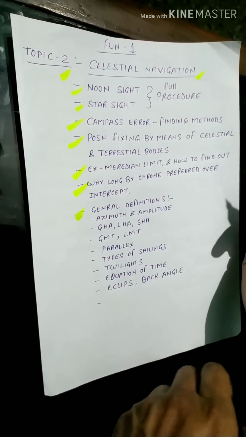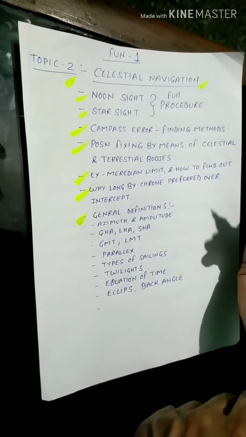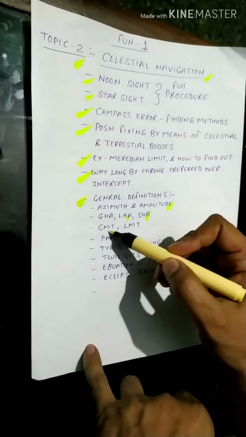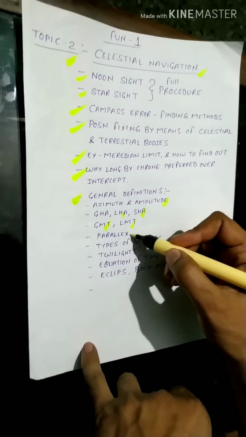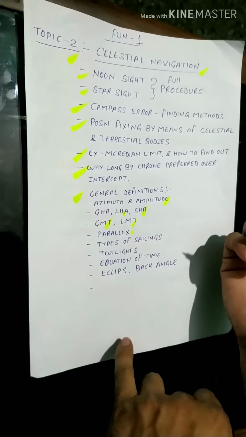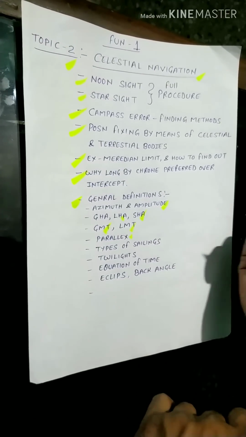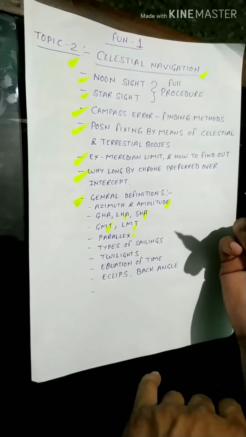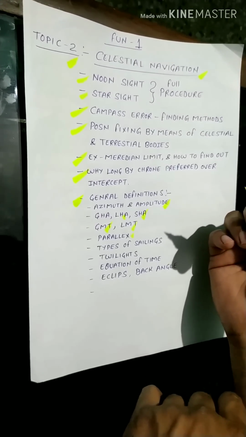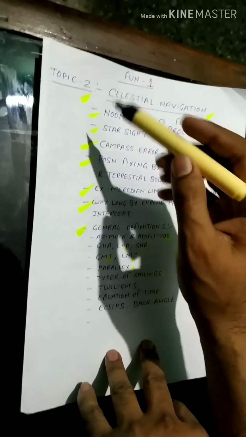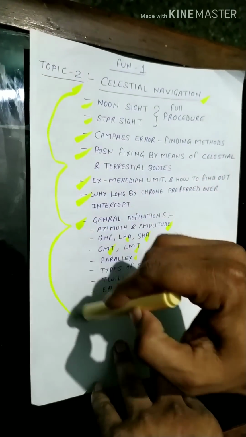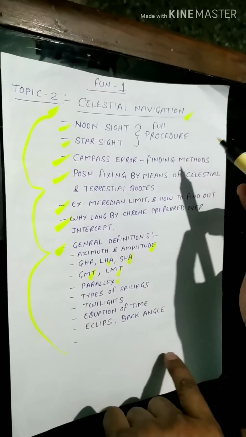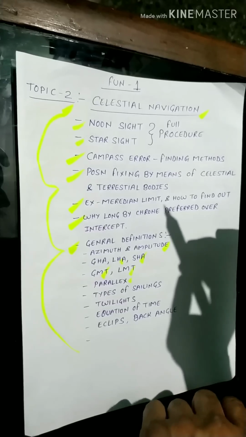Next one is the general definitions, like azimuth, amplitude, GHA, LHA, SHA, GMT, LMT, parallax, types of sailings, twilights, equation of time, eclipse, back angle. These are examples, and you have to learn more definitions from principles of navigation. If you cover all this in celestial navigation, the surveyor will most probably ask in this section only.